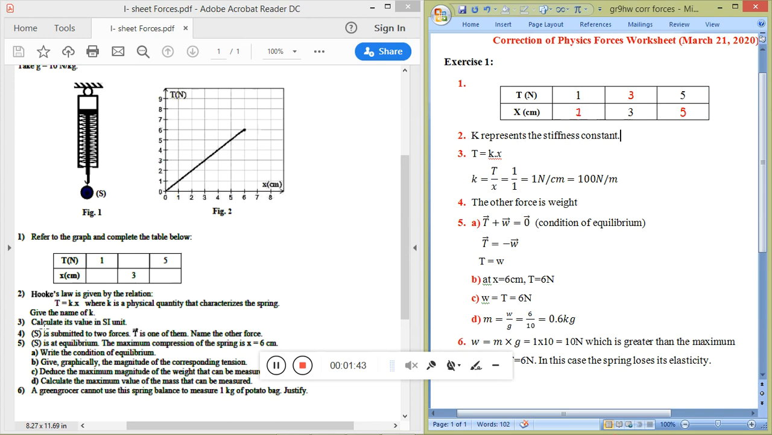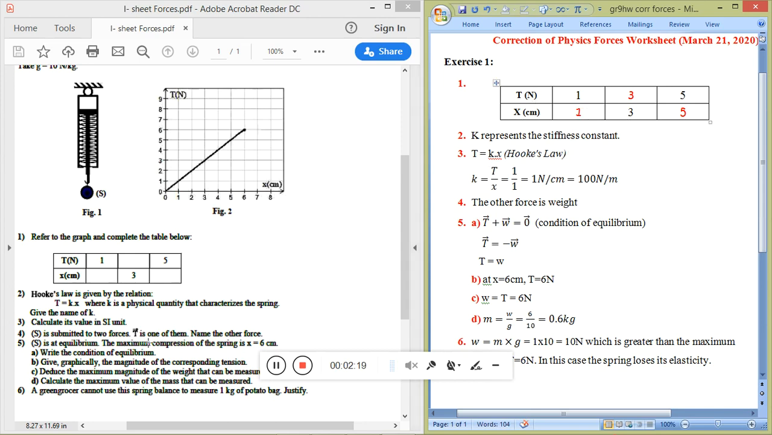Give without justification. Calculate its value in SI units. So we have from the table that when the tension is 1, the compression is 1, or when the tension is 3, the compression is 3. So we can take just one reading. So K equals T over X. This is from Hooke's law, T equals K times X. Hooke's law, we should write it. K equals T over X. So substituting, 1 over 1 equals 1 newton per centimeter.